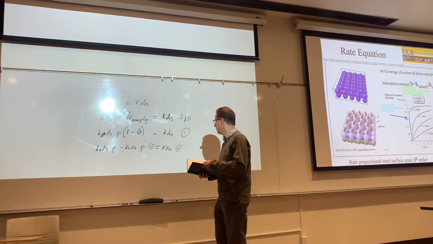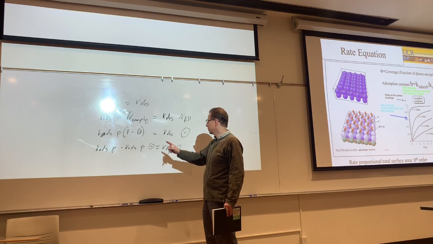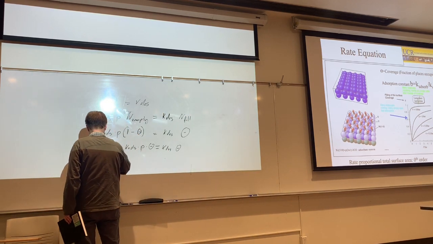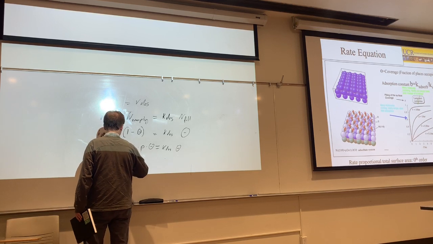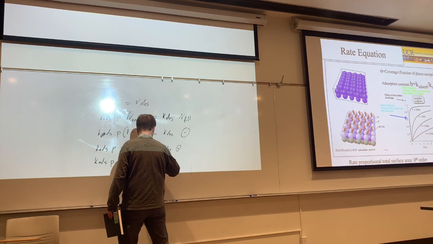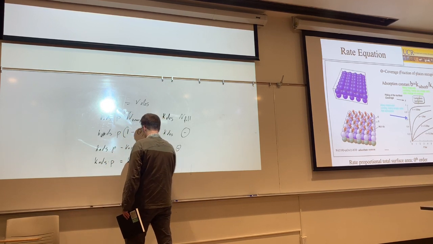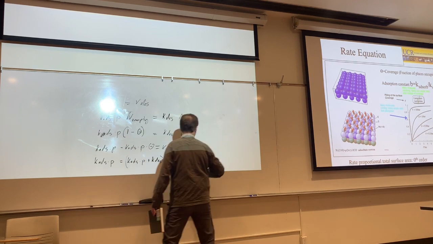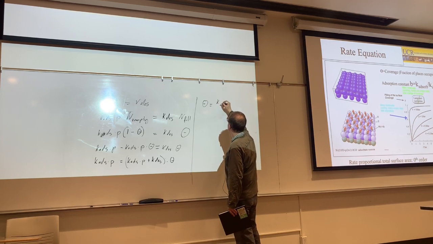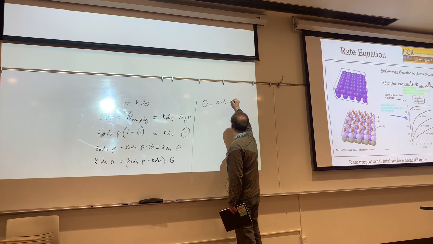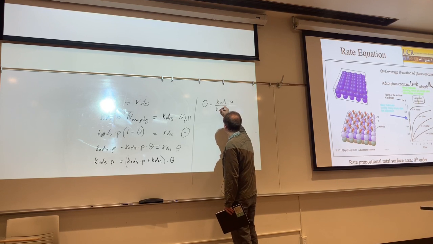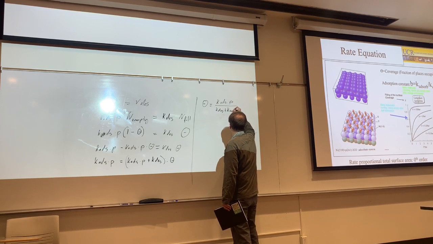And then we can solve that for the coverage. We bring this one over here to the side and then divide out everything which is in front of that. So K adsorption times the pressure equals K adsorption times the pressure plus K desorption, the whole thing times the coverage, and then the coverage becomes K adsorption times the pressure divided by K desorption plus K adsorption times the pressure.